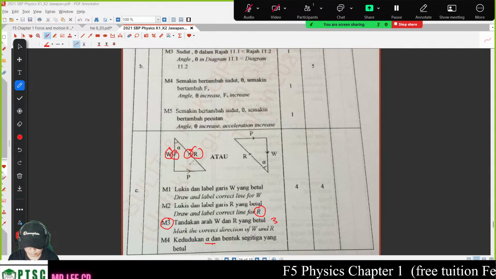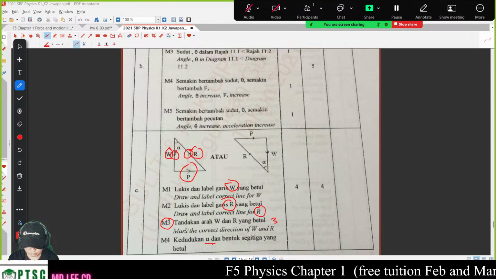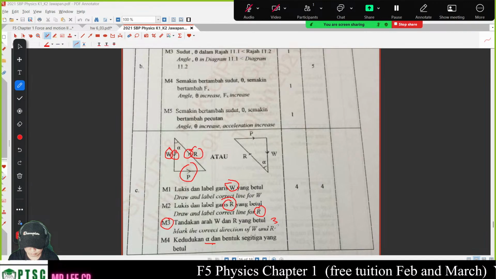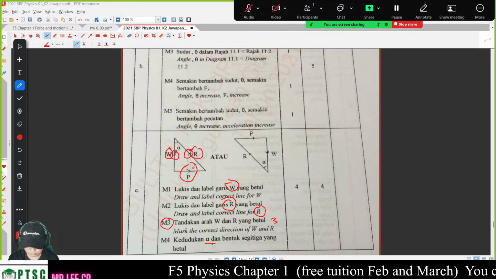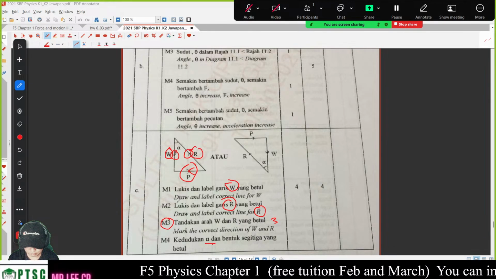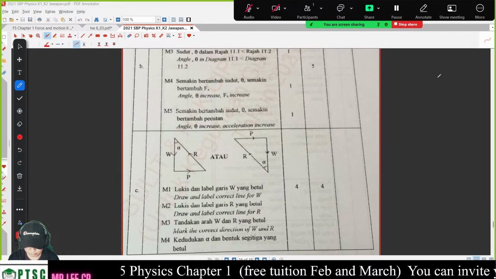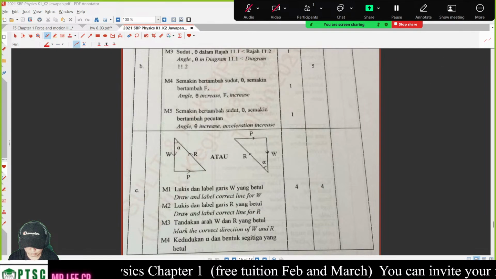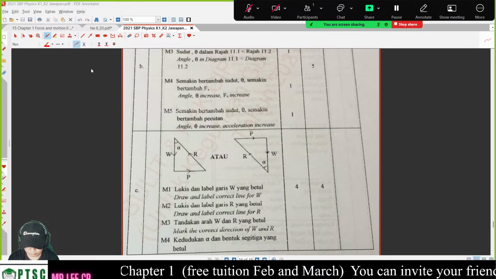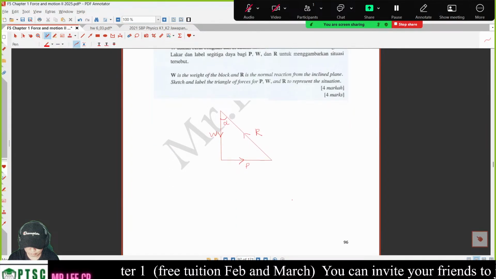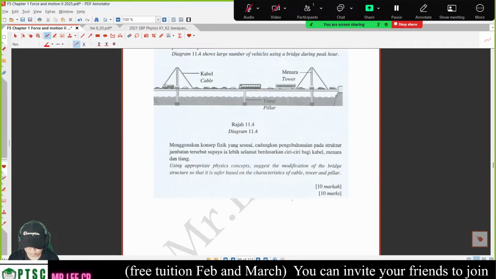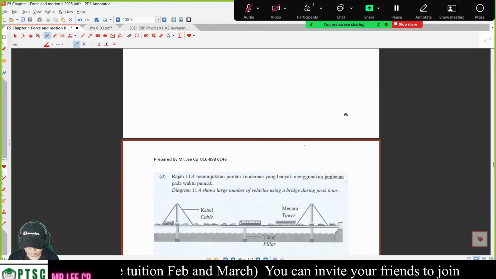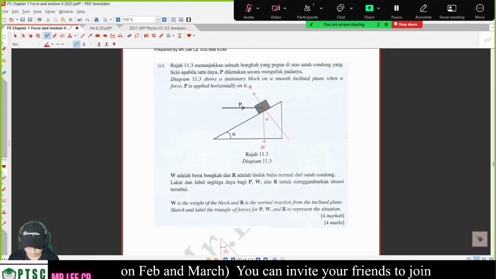But why is there no mark for P? I don't get it. W only, R only. Mark the correct direction of W and R. P no need. So lucky, if your P is in this direction, you still get full mark. Funny, but I think W and R and P should all be correct. Oh, P is given in the diagram. Yeah, you are right.